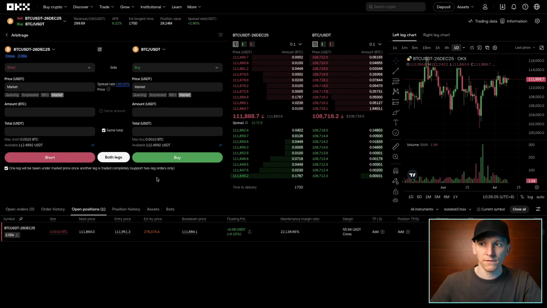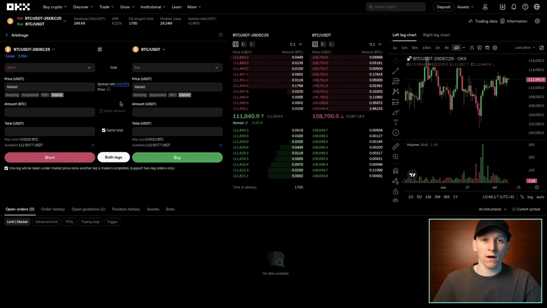So we bought and sold at different prices. You can see right here in the spot market, Bitcoin is currently trading at 108,712. And the DEC 25 contract is trading at almost 112,000. That is the spread that we're locking in when we buy spot and sell the future immediately. That's our arbitrage out of the trade.